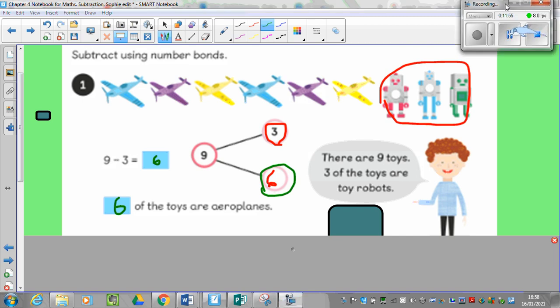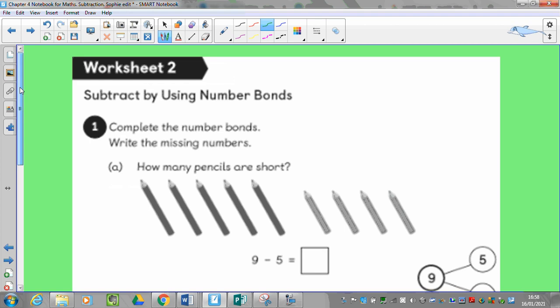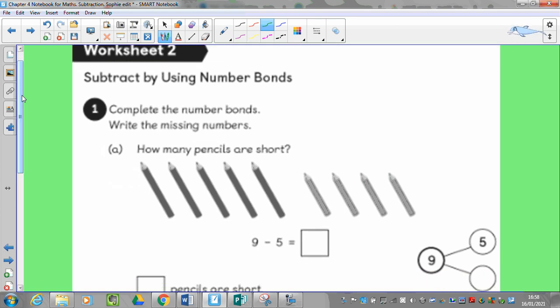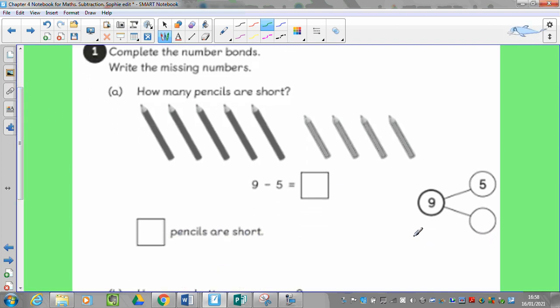Fabulous. How are we doing for time? Lovely. Okay, so it's time for you to have a go on your worksheets. Now here it says complete the number bonds, write the missing numbers. How many of the pencils are short? Remember, I want you to work out on your part whole model this question first. You need to subtract 5.